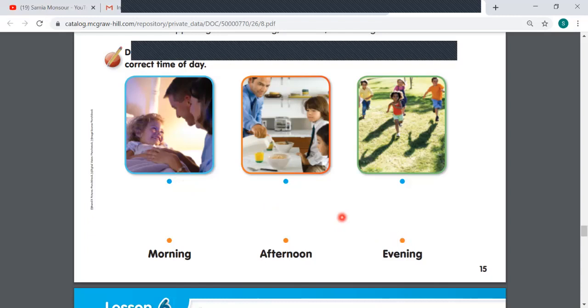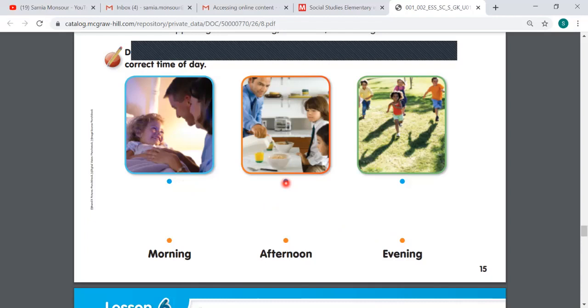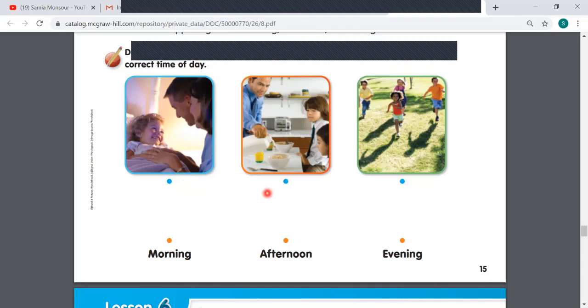All right, let's look at this picture. It looks like they're eating breakfast. When do you eat breakfast? Do you eat breakfast in the evening? No. How about the afternoon? No, you eat lunch in the afternoon. So breakfast is in the morning. So you're going to draw a line to morning.